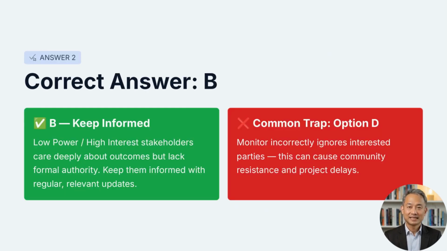The correct answer is keep informed. This stakeholder has low power but high interest. Individuals in this category care deeply about project outcomes and benefit from regular communication. Keeping them informed helps maintain support and manage expectations. A common mistake is choosing monitor. Ignoring a highly interested stakeholder may lead to dissatisfaction, resistance, and avoidable project challenges later in the project lifecycle.